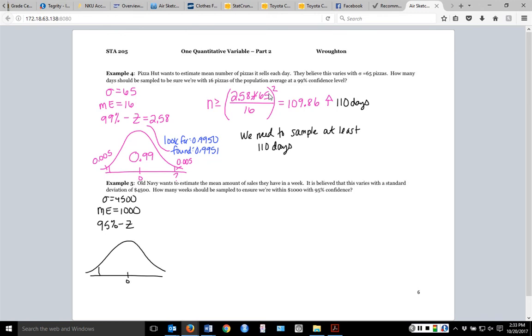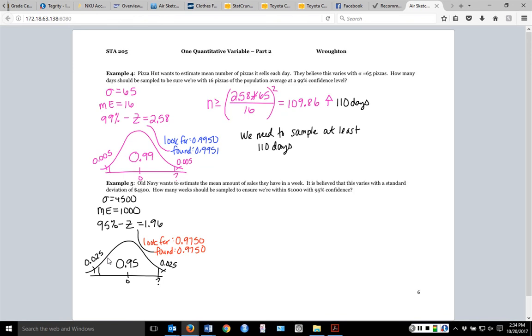So again, how confident we are goes in the middle. That other 5% gets split into 2. Whole picture should add up to 100%. We're going to go to the table looking for 0.9750, because that's that 0.95 plus that 0.025. So we've got to add them together. This is one that we did find perfectly in the table. And that would give us a z of 1.96.